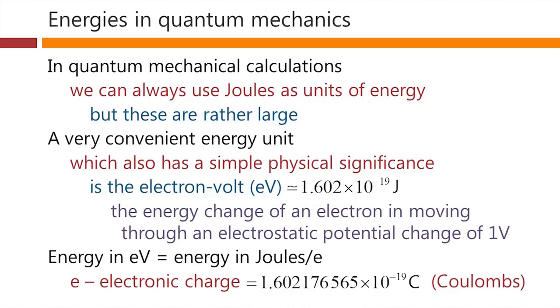The electronic charge, of course, is something that's in coulombs. So this energy in electron volts would be the energy in joules divided just by the number corresponding to the magnitude of the electronic charge. And as I said, this is a rather convenient unit because it corresponds to energies that we actually would see in working with atoms and things like that.